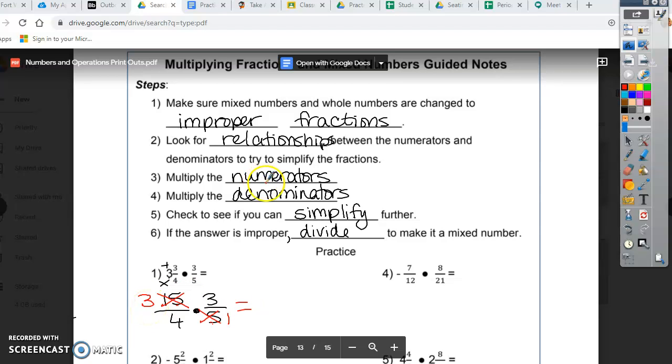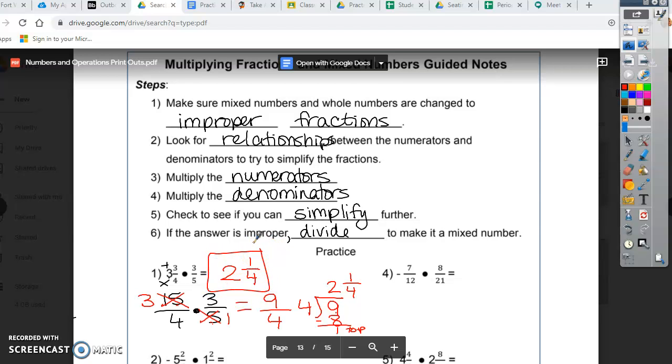So now multiply the numerators. 3 times 3, I know you know that quick, is 9. 4 times 1. And then we are going to divide to make this a mixed number. So 9 divided by 4. 4 into 9. 2, right? 8. I have 1 left. Okay, that goes on top. Over, the denominator is 4, it doesn't change. So my answer is 2 and 1/4.